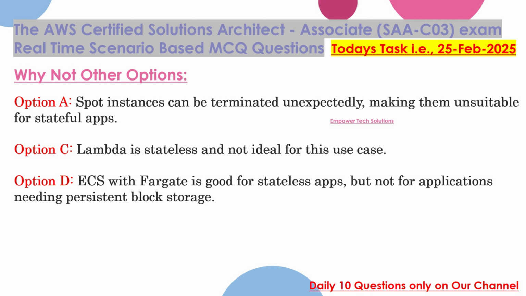Spot instances can be terminated unexpectedly, making them unsuitable for stateful apps. Option C. Lambda is stateless and not ideal for this use case. Option D. ECS with Fargate is good for stateless apps, but not for applications needing persistent block storage.